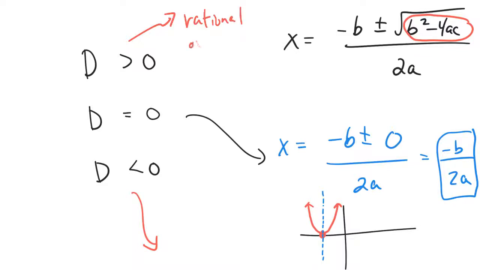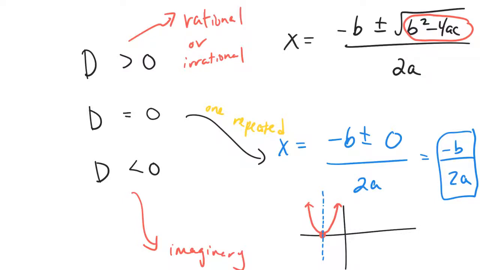So it's important to recognize that these three cases come from looking at what's inside of the radical. For the positive case, it's rational or irrational, we don't know. It just depends on if it's a perfect square or not. Whereas down here, the roots are imaginary. And in this case, we have one repeated root. So those are my three cases, but it's important to see where they come from. They come from what's underneath the radical, which is why we call b squared minus 4ac the discriminant.